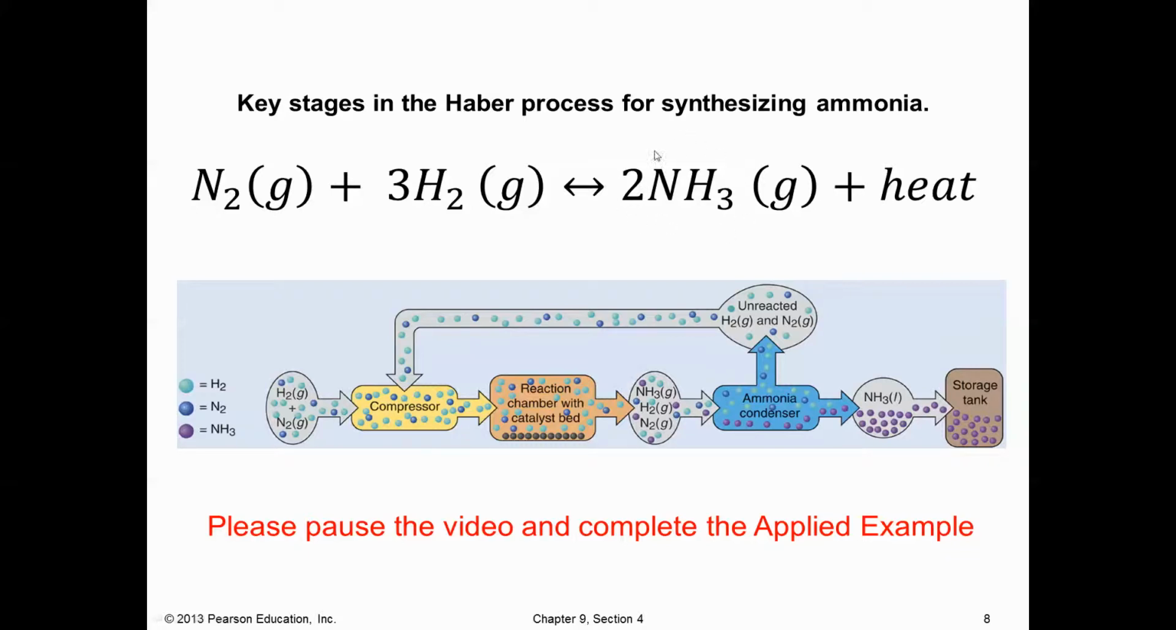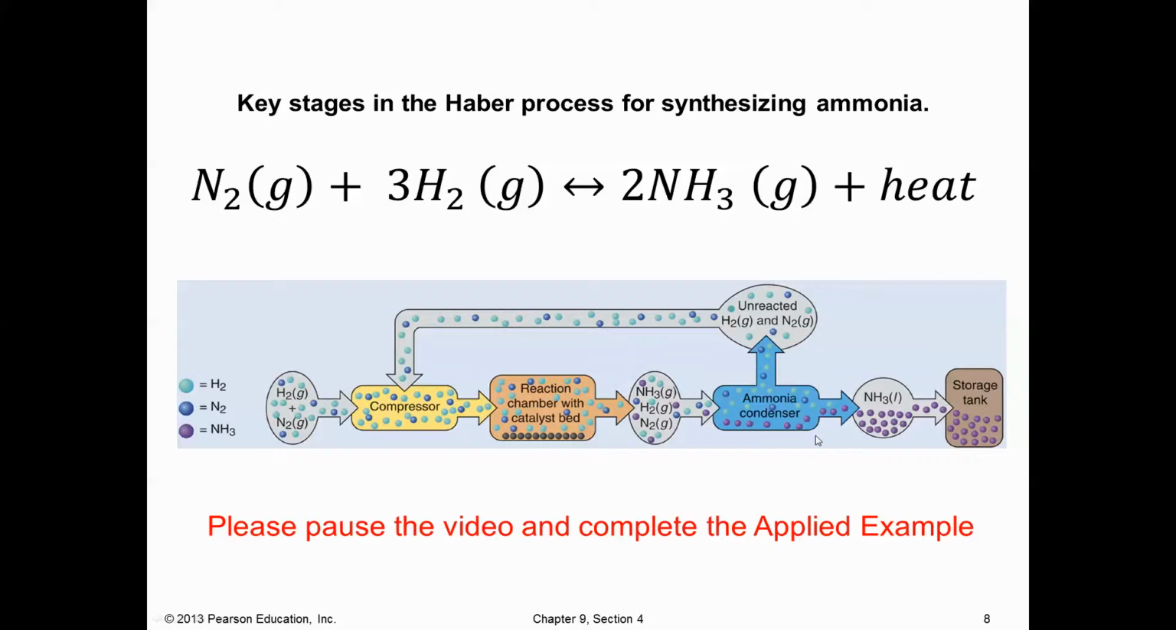And so ammonia's got such strong IMFs that although it's a gas at room temperature, on a cold winter day it's able to liquefy. So we liquefy our ammonia, we remove it from the mixture, so we're removing a product here, we're going to shift towards the right to replace it. And so we just pump our unreacted gases back into our loop and we just keep cycling it around. I think this is really clever.